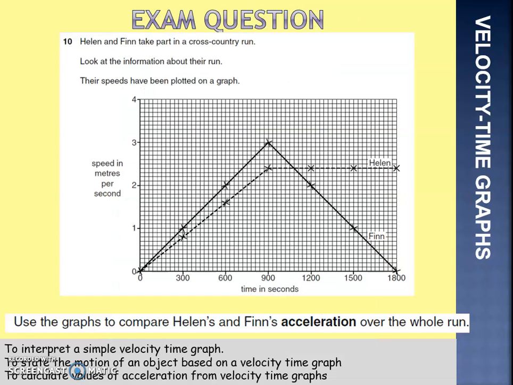Okay, quick exam question for us to attempt. Helen and Finn take part in a cross-country run. Look at the information and their speeds have been plotted on the graph. Use the graphs to compare Helen and Finn's acceleration over the whole run. Use data from the graph to do that, and take a few minutes to do that, pause the video and restart when you'd like the answer.